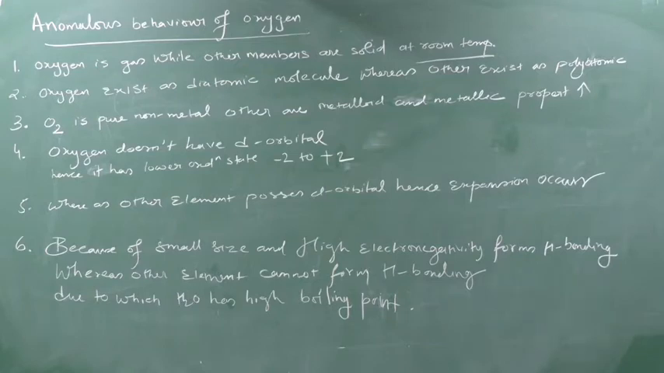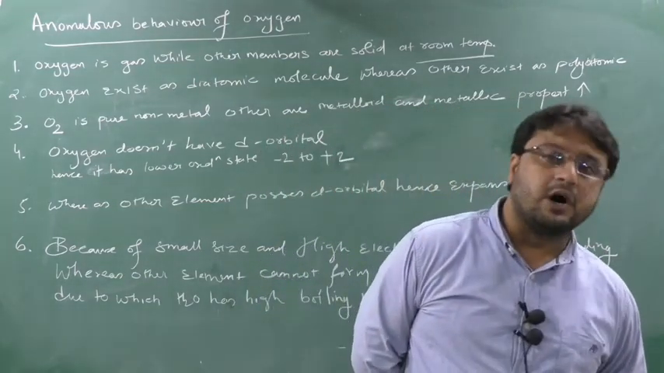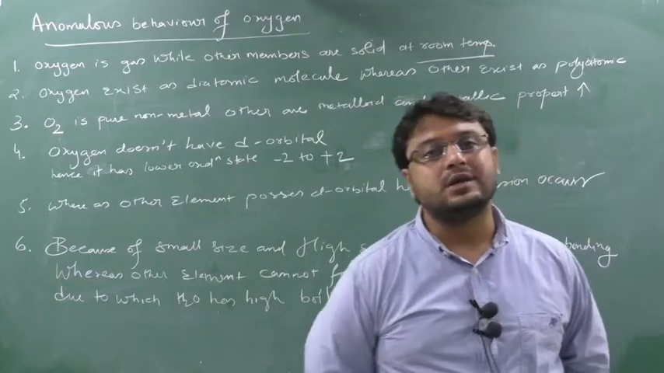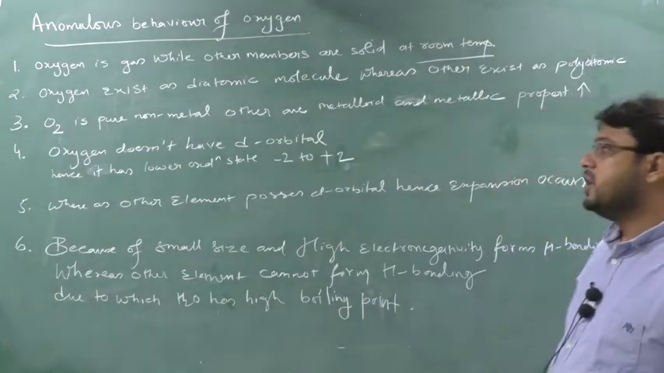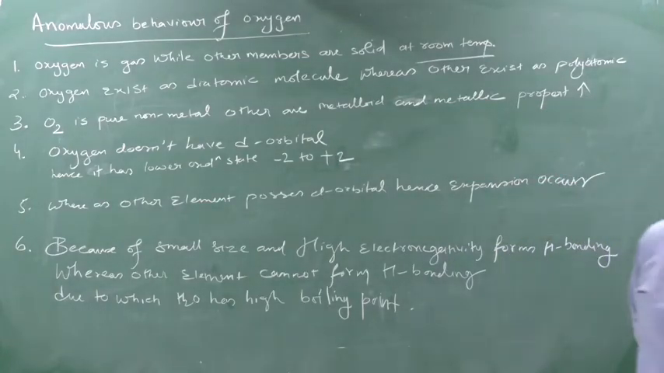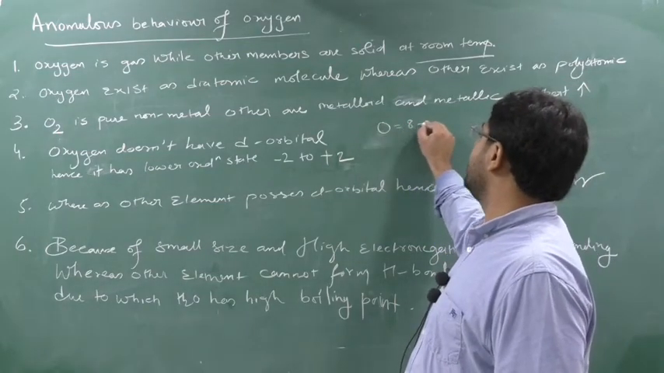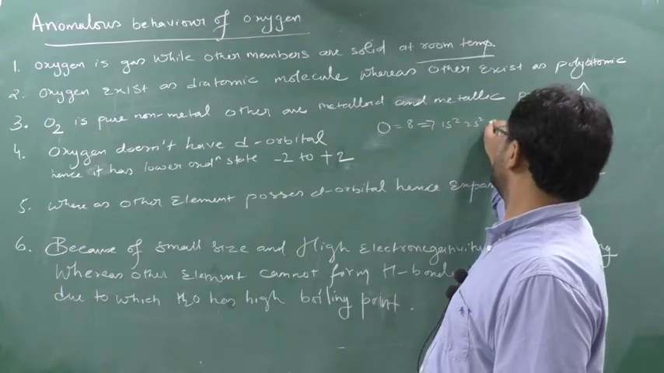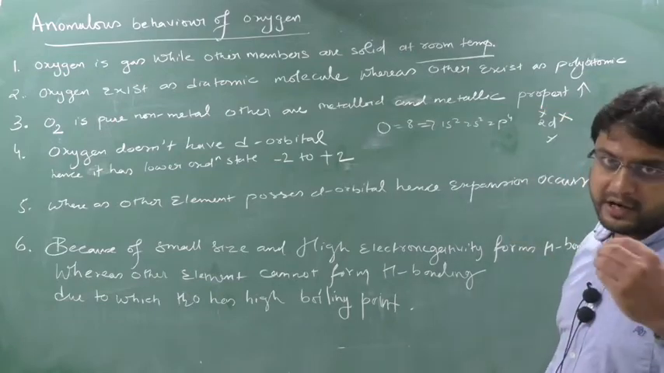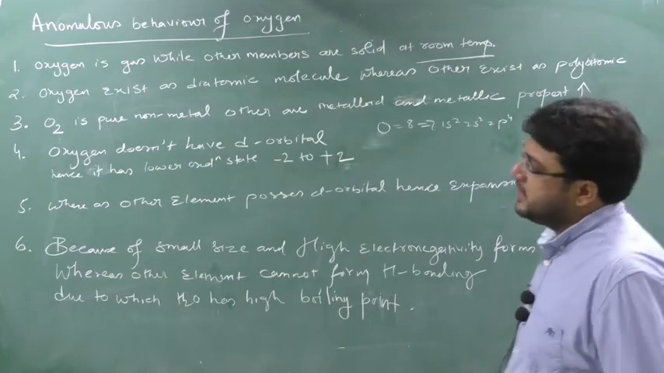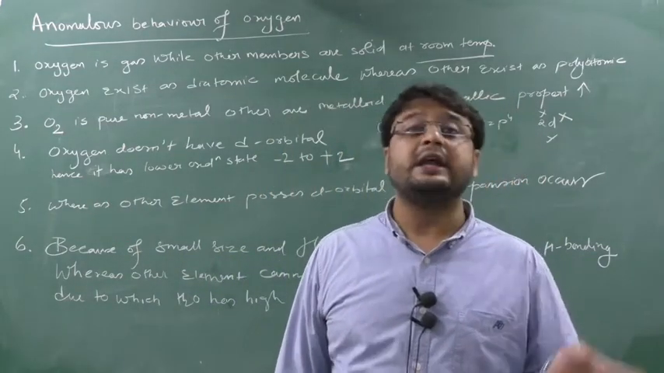Clear? Next, oxygen is a pure non-metal, and as you know, moving down the group, metallic property increases. So due to this, oxygen is purely a non-metal, whereas the other elements are metalloids, or the metallic property goes on increasing. Clear this point? Next, oxygen does not have a d orbital. When it does not have a d orbital, expansion is not possible. See, oxygen's atomic number is 8, which means 1s2, 2s2, 2p4. We don't have any 2d orbital. So I can say that the d orbital is absent in oxygen, whereas the d orbital is present in other elements.